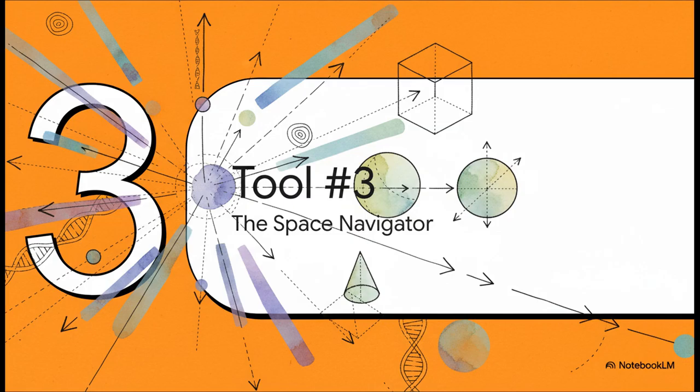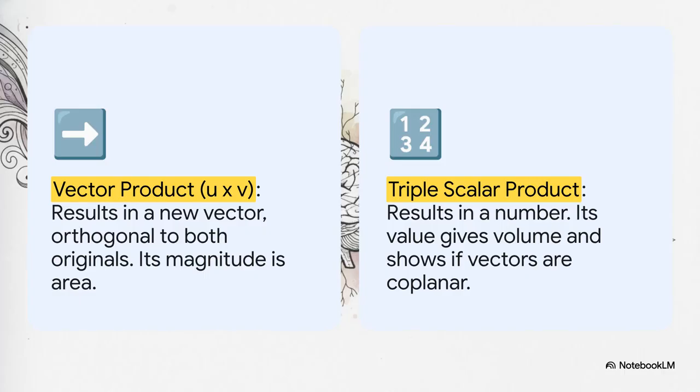This is all about using vectors to completely master 3D geometry. This is your key to unlocking all that spatial reasoning you need for physics. In this area, you have two critical operations you have to know. First, the vector product. Think of it like this. You put two vectors in, and you get a brand new vector out, one that's perfectly perpendicular to the first two. And its length? That just happens to give you the area of a parallelogram.